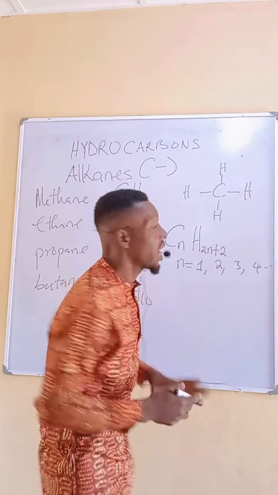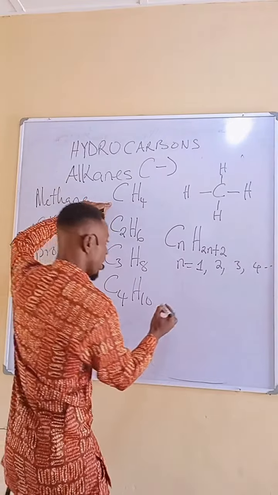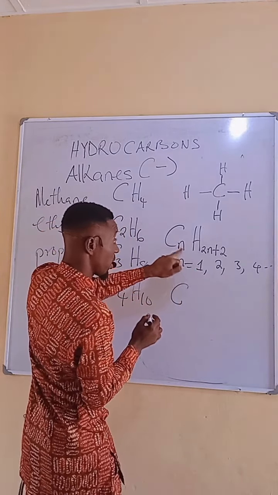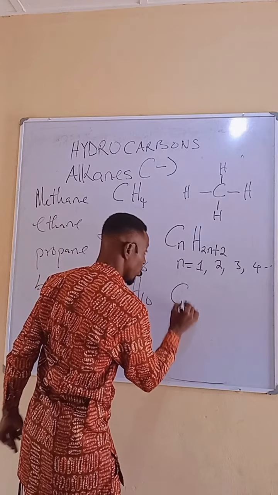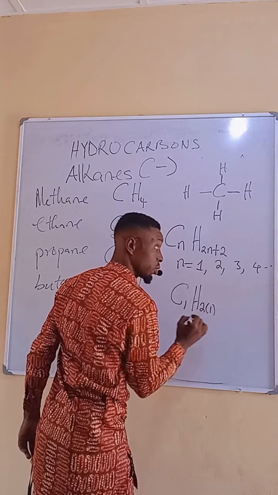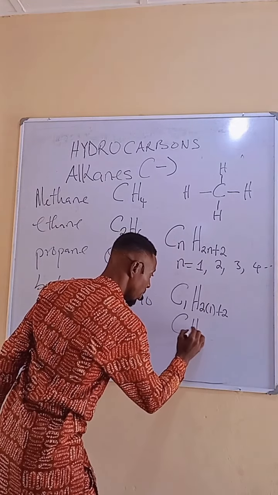Now, mathematically, how do we get it? For instance, in methane, n is equal to 1, so you have C where it is n, we put 1, H2 times 1 plus 2, and this will give us C1H4.